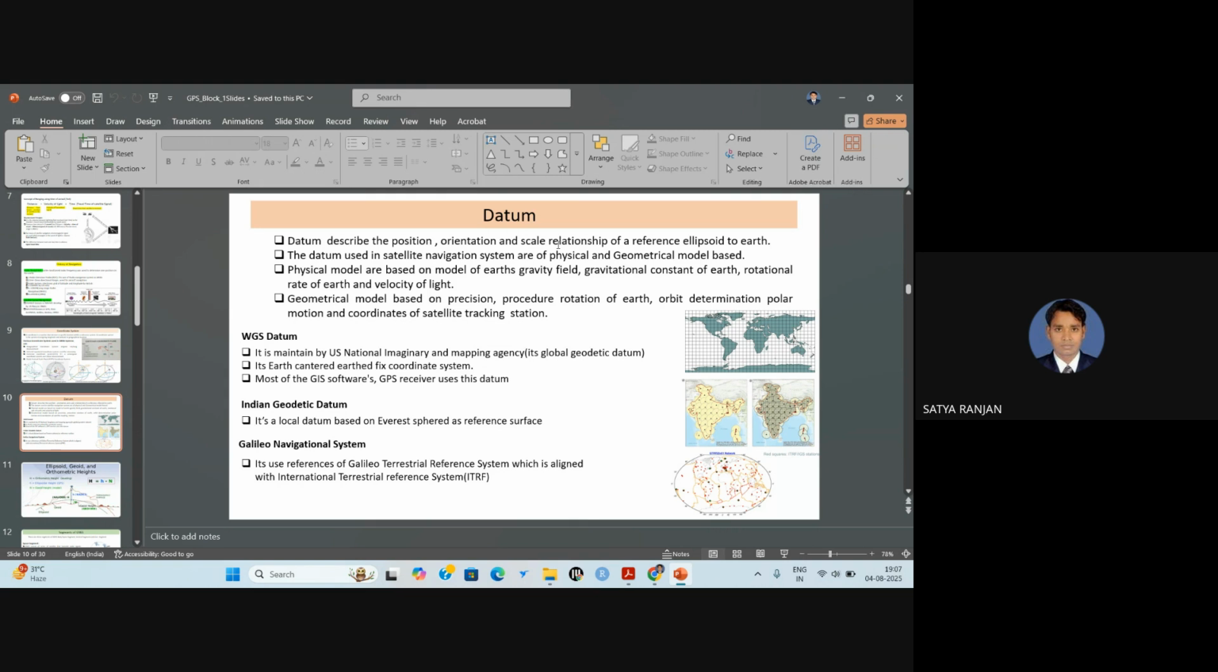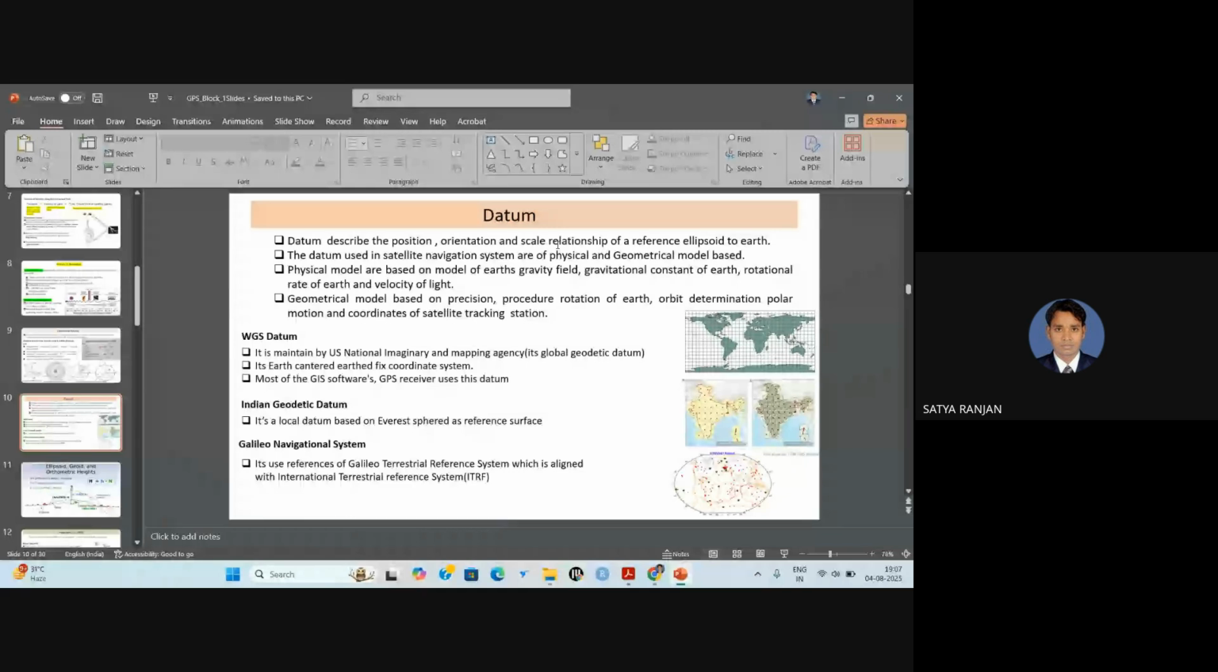So different position, orientation and scale relationships are included in the datum. And the datum used in satellite navigation systems are of physical and geometrical models. Physical models are based on the Earth's gravity fields, like geoid information, then the gravitational constant of Earth, then the rotational rate of Earth, then velocity of flights.